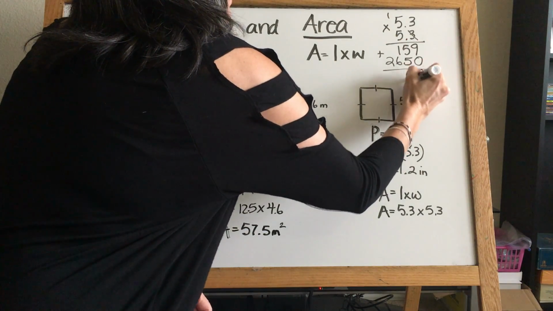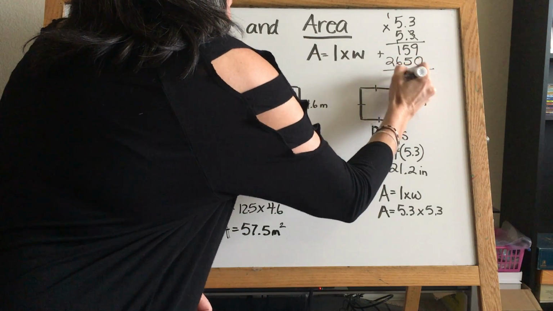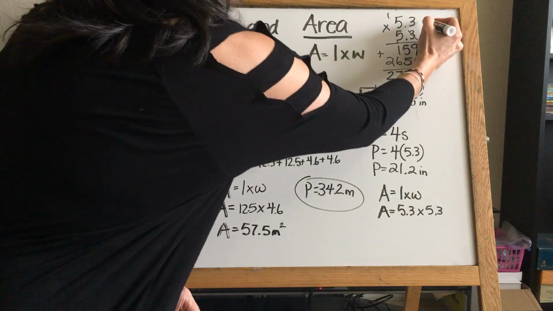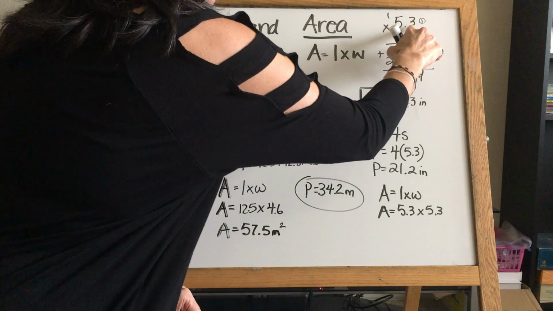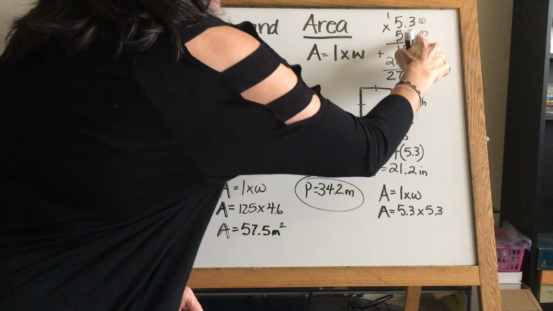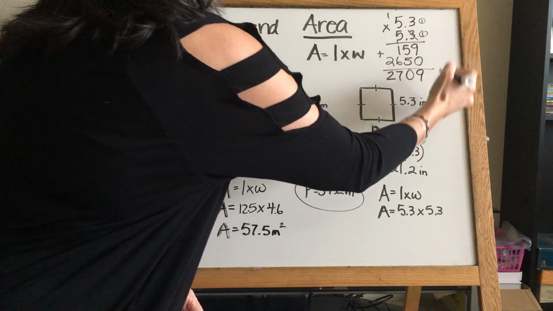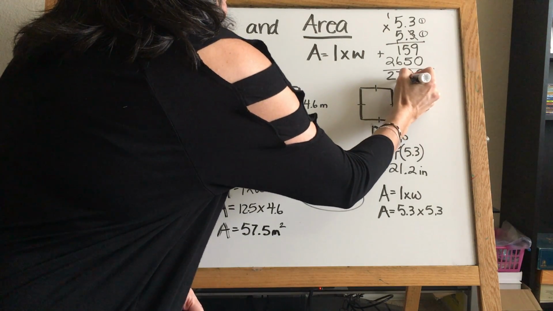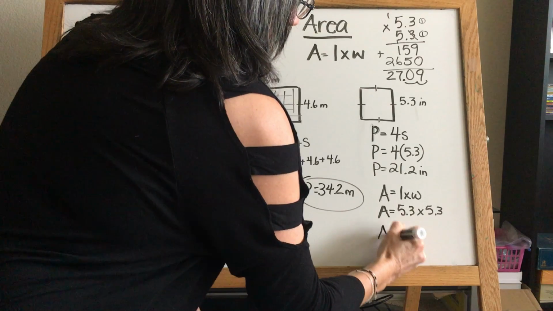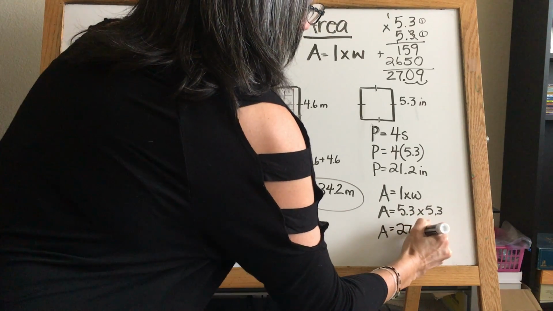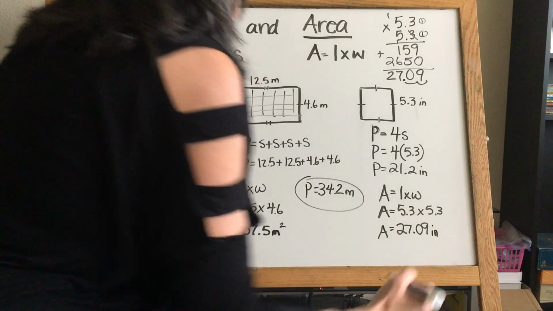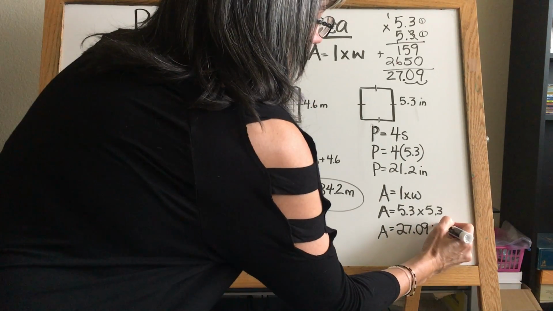I've got a 9, 10, carry the 1, 7, 2. Okay, right now my decimal's at the end, but I've got one number to the right of the decimal here. I've got one number to the right of the decimal in this. So right now it's at the end. I'm going to move it back twice. So my area equals 27 and 9/100ths. My unit of measure is inches. And because it's area, it's squared.